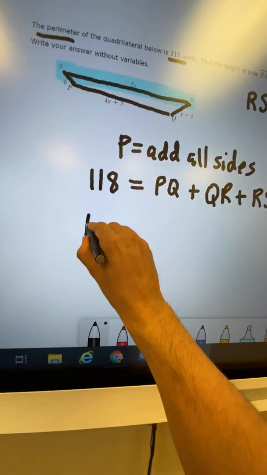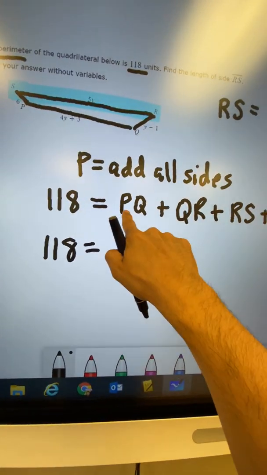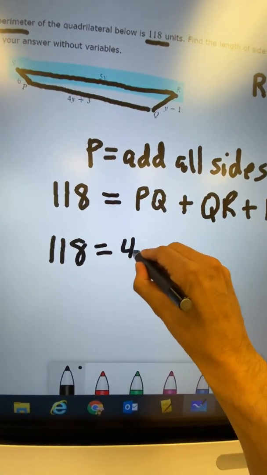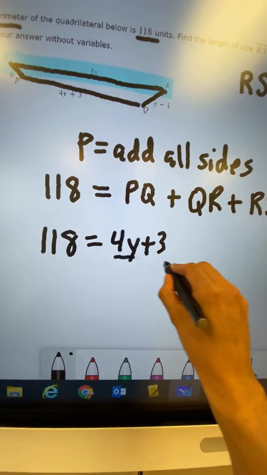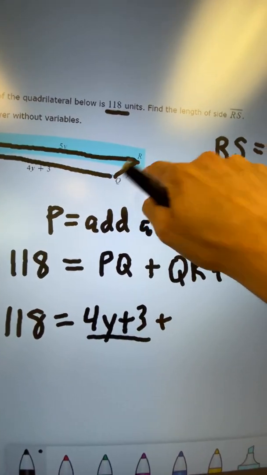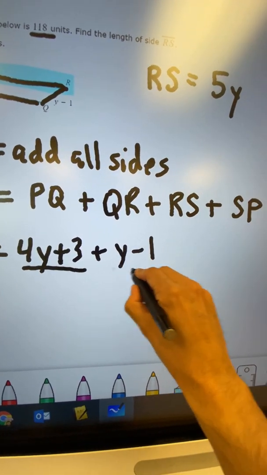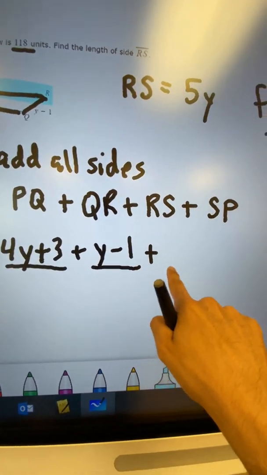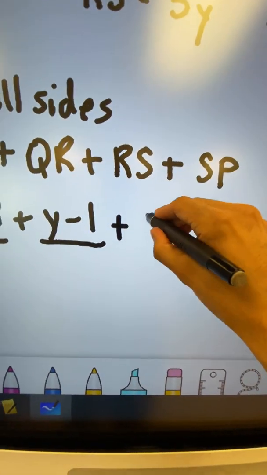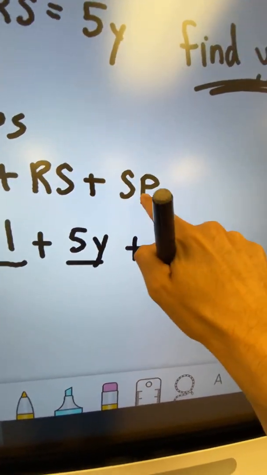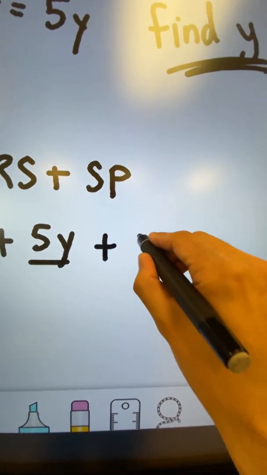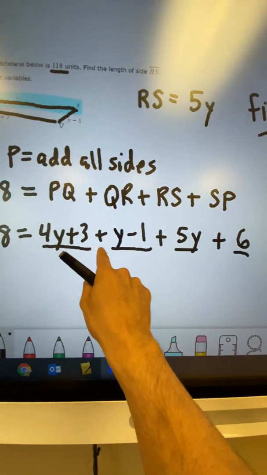So I'm going to replace each one now. PQ, which was this side here, is represented by 4y plus 3. So this matches up with that side. Plus QR, which is the length of this side, is y minus 1. So I'm going to underline that. Again, this matches with that side. RS would be the length of this side, which was 5y. Plus SP, which is represented by the number 6. So I'll put SP is 6. So you can see we have our 4 sides here.